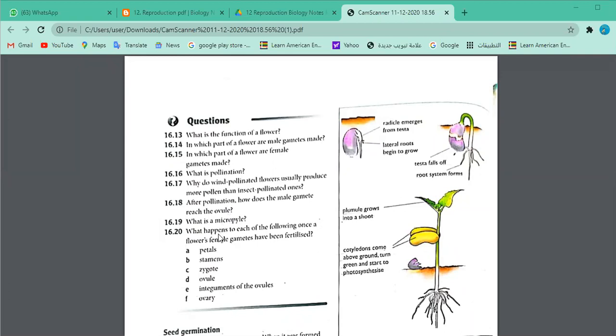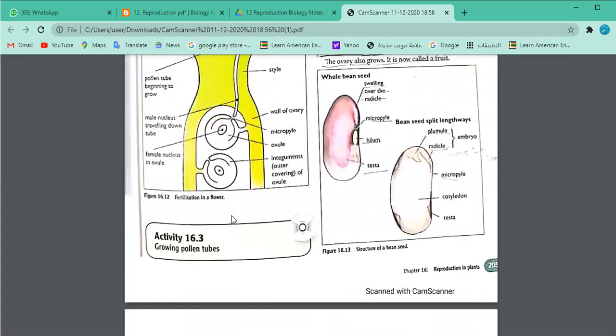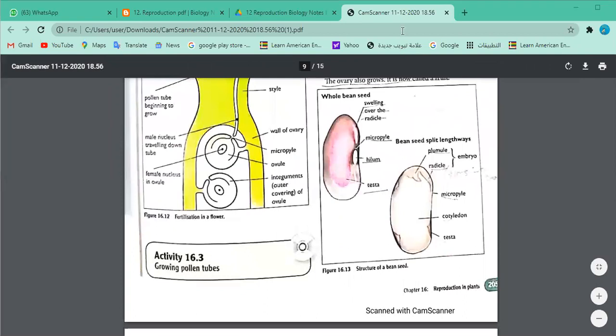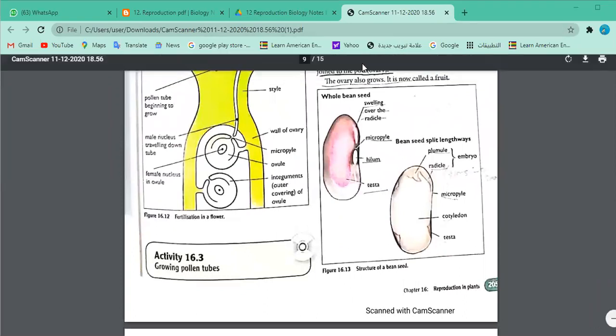What about 16.19? What is micropyle? Anybody would like to give a try? And if you don't remember, I can show you the picture. Can I? I think just one second, Nabil, if you can give a chance to someone else. Yes, Maruj, would you like to explain?